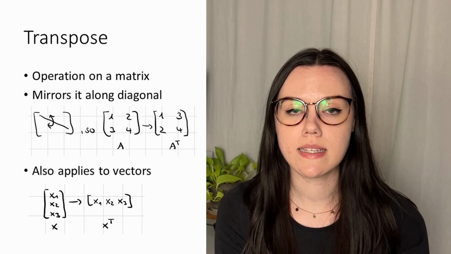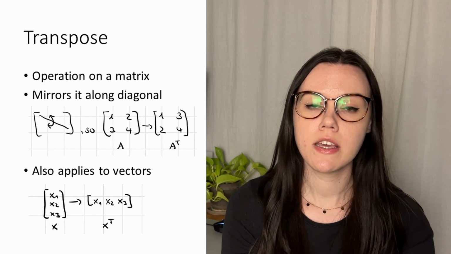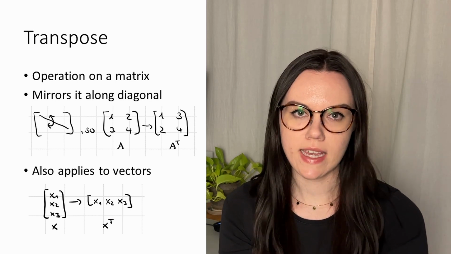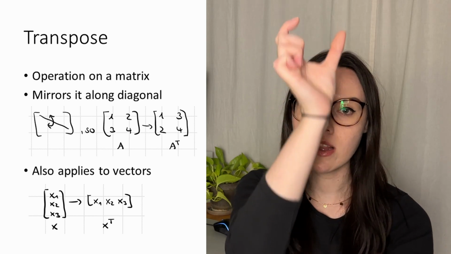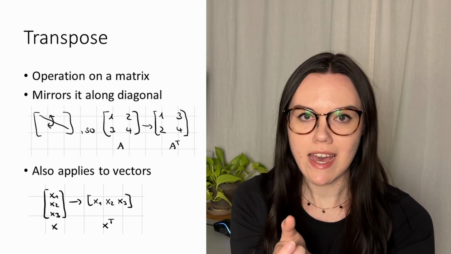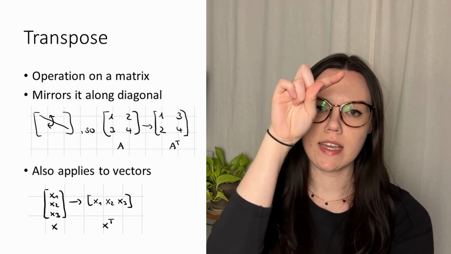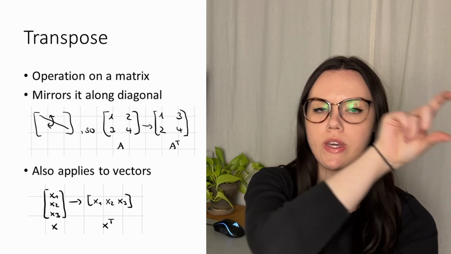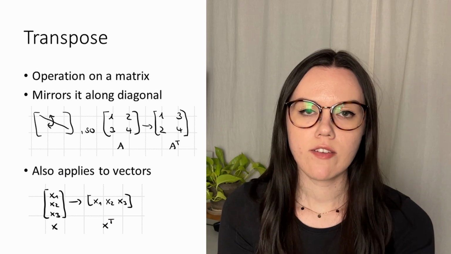You can also apply this operation to a vector. If you start out with a column vector and you then flip it along the diagonal, it doesn't really have a diagonal, so you only fix the top entry and then you flip it from downwards to the side, and then you have a row vector.